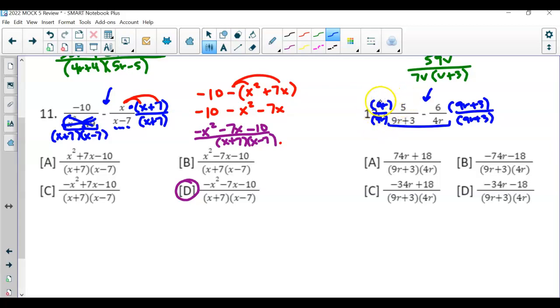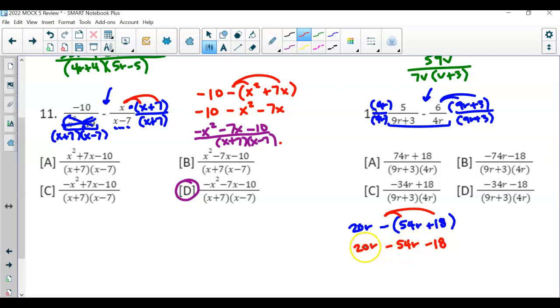So now here I've got 5 times 4r, which is 20r, minus, then distribute 6 here. So now I've got 54r plus 18. Now make sure, because you were subtracting, to distribute the negative. So now I've got 20r minus 54r minus 18. Combine your like terms here in the numerator. That is now negative 34r minus 18 over our 9r plus 3 times 4r. So that's why the answer is B.